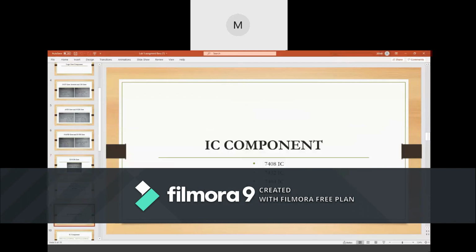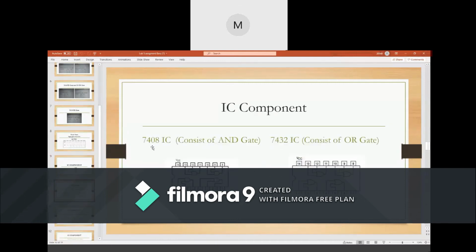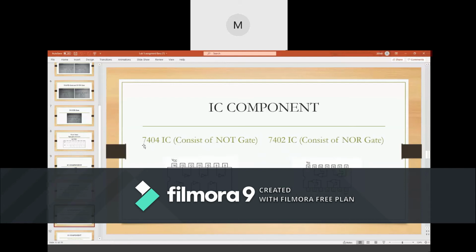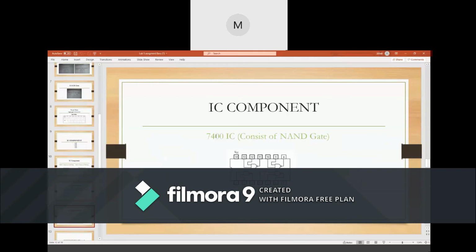Next, I will talk about the IC components that are available, which are 7408 IC, 7432 IC, 7404 IC, 7402 IC, and lastly 7400 IC. The first one, 7408 IC, consists of 4 AND gates, and 7432 IC consists of 4 OR gates. Next, 7404 IC consists of 6 NOT gates, while 7402 IC consists of 4 NOR gates. And lastly, 7400 IC consists of 4 NAND gates.